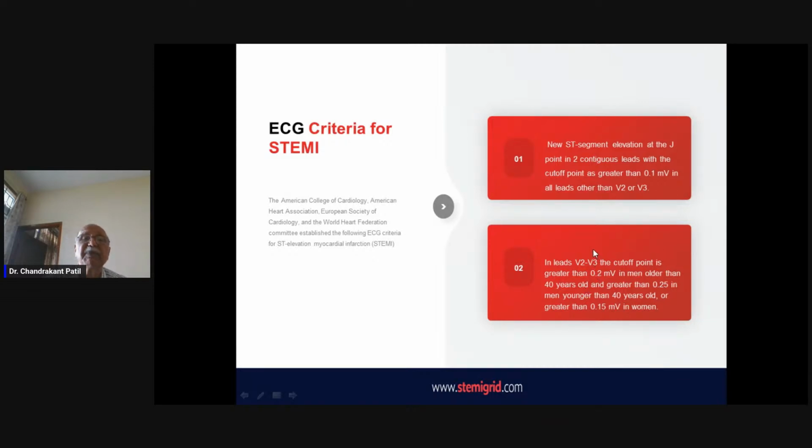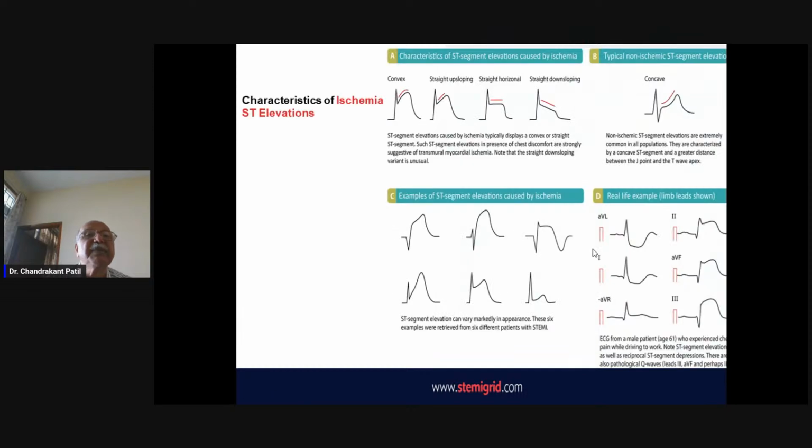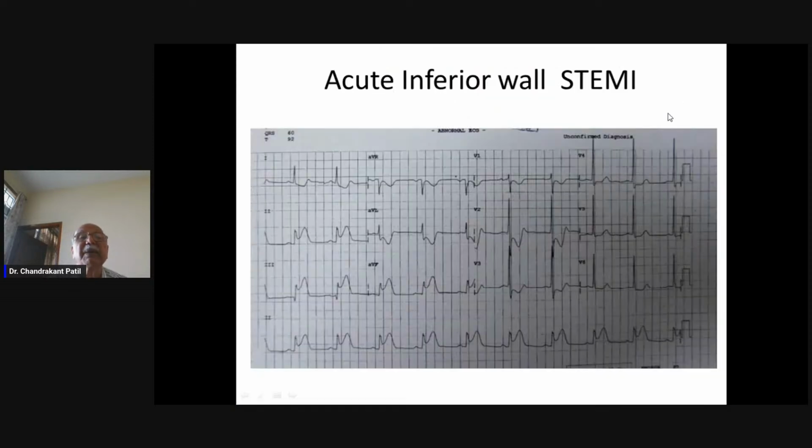But 1 millimeter in two contiguous leads, that is the criteria we apply. This is the type of ST elevation. It could be convex, straight upsloping, straight horizontal, straight downsloping. All these are indicative of an acute myocardial infarction. All these types of elevation, okay, and not this type. It's a concavity upwards, which is unlikely to be MI.